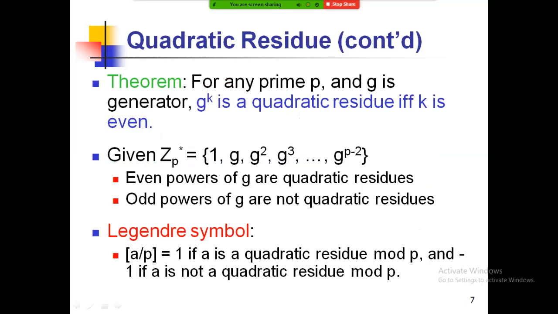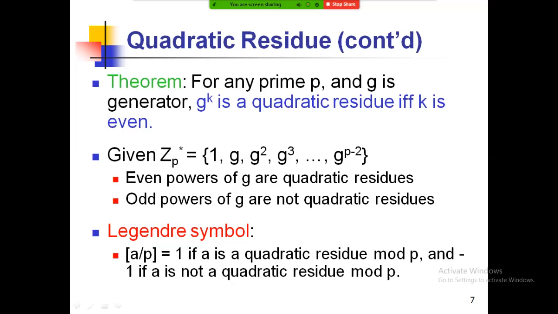For any prime p and g a generator, g power k is a quadratic residue if and only if k is even. That's all. So what is given here? Given Zp asterisk is equal to 1, g, g square, g cube and so on, g power p minus 2. So all the even powers of g are quadratic residues and all the odd powers are not quadratic residues.